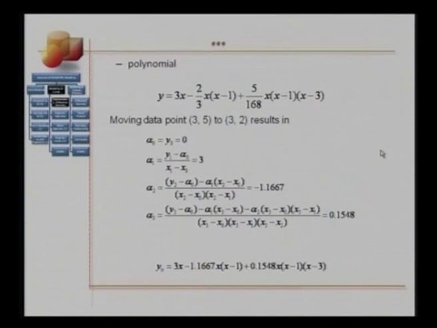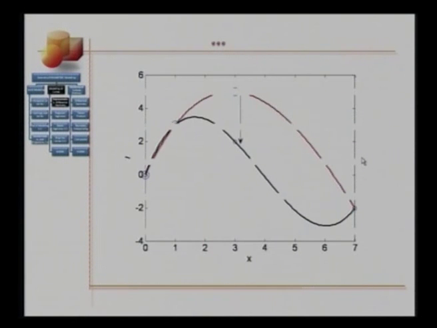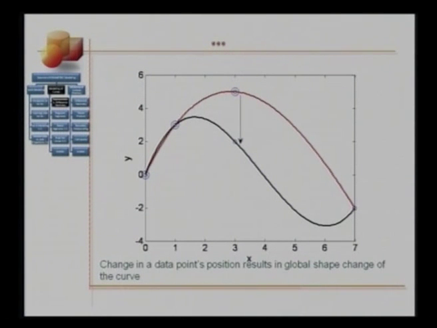Well, how do we see both these polynomials graphically? The curve in red is the old polynomial, and if I move the third point to a new location, the curve in black shows the new polynomial. What do we observe? We see that a change in a data point's position results in a global shape change of the curve.